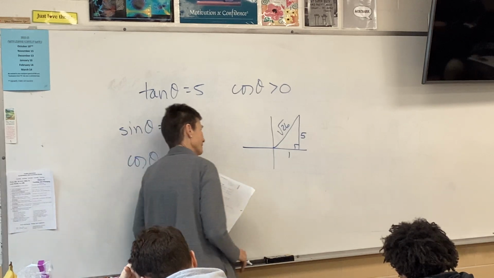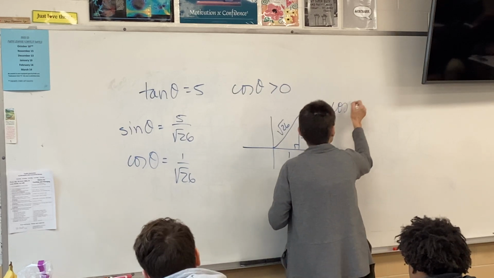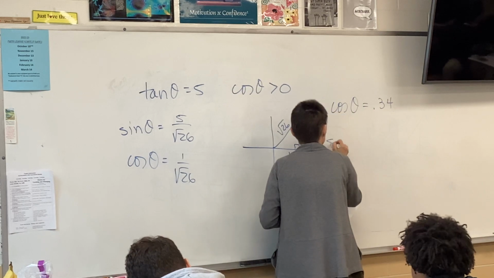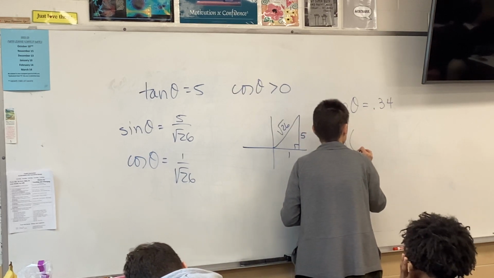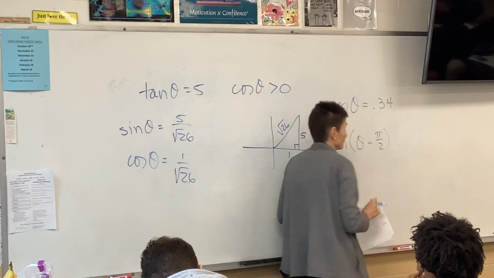The next one is a little bit trickier. It says the cosine is 0.34, and we're going to find the sine of theta minus pi over 2.